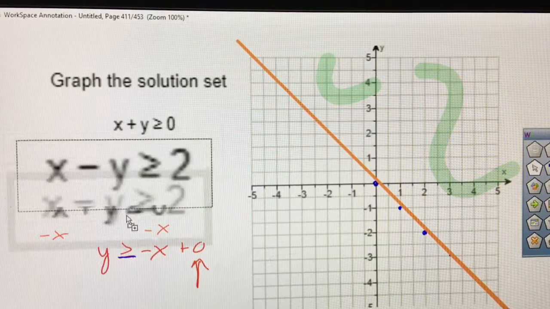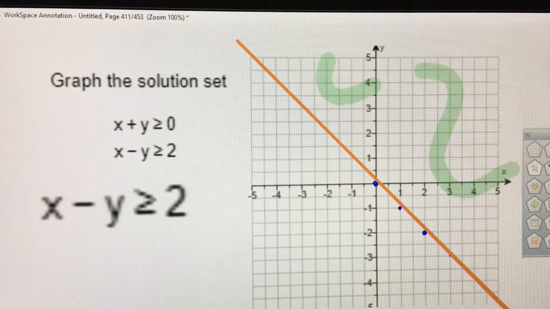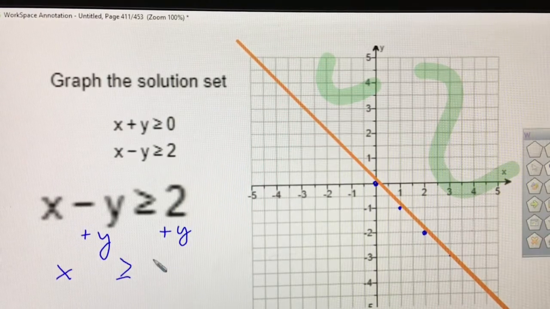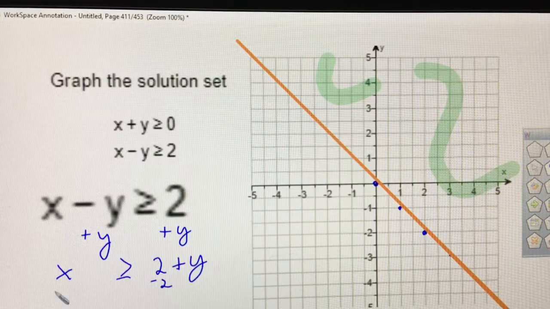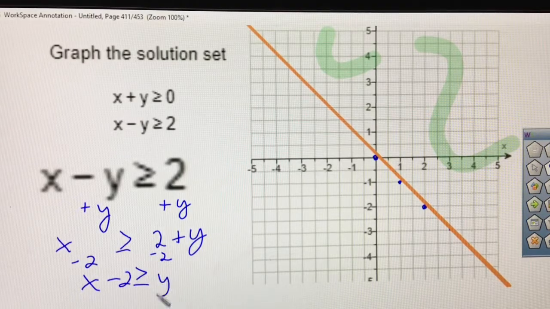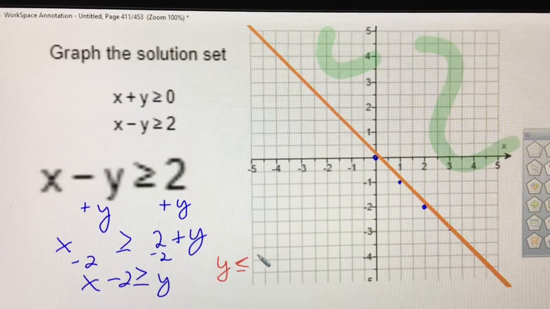Now I'm going to look at this graph, and I'm going to solve that graph for y. There are a couple of ways to do it. I'm going to add y to both sides. That's going to give me x is greater than or equal to 2 plus y. Then I'm going to subtract 2 from both sides. Now I can't subtract 2 from x very effectively, so what I'm going to do is just write x minus 2 is greater than or equal to y. Now I'm going to switch it around so that it's in y first. So I'm going to have y is less than or equal to x minus 2.